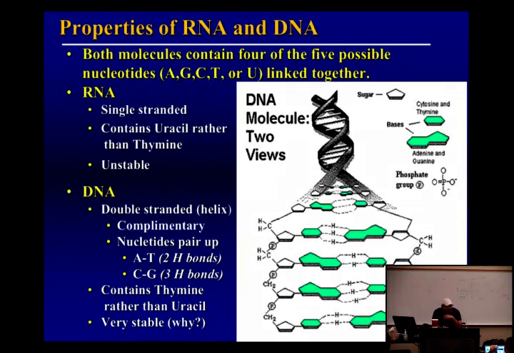What does anti-parallel mean? They run opposite directions. How many bonds between A's and T's? 2. How many between G's and C's? 3. Alright, it's right here. A's and T's, 2 hydrogen bonds. G's and C's, 3 hydrogen bonds.